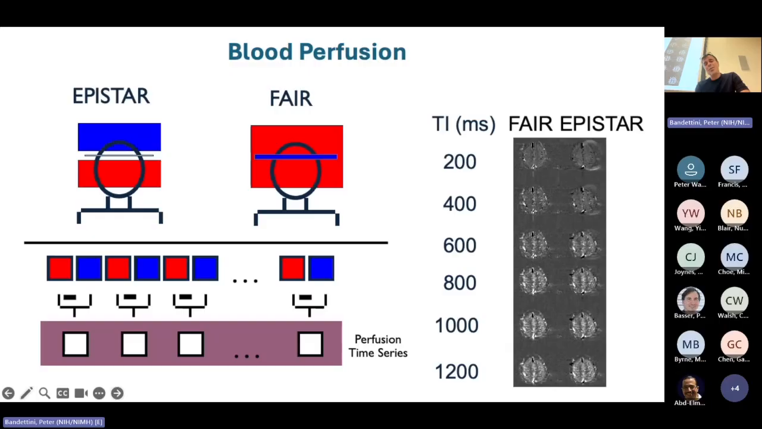And it turns out that if you didn't wait very long after that tag, you only got the most rapidly flowing blood, which was like veins. So you got these big vessels, which was angiography. But the longer you wait, up to a second or 1,200 milliseconds, you get these beautiful maps of capillary perfusion. And there are different acronyms. This is called flow alternating inversion recovery. This is called echoplanar imaging with signal targeting and alternating RF.